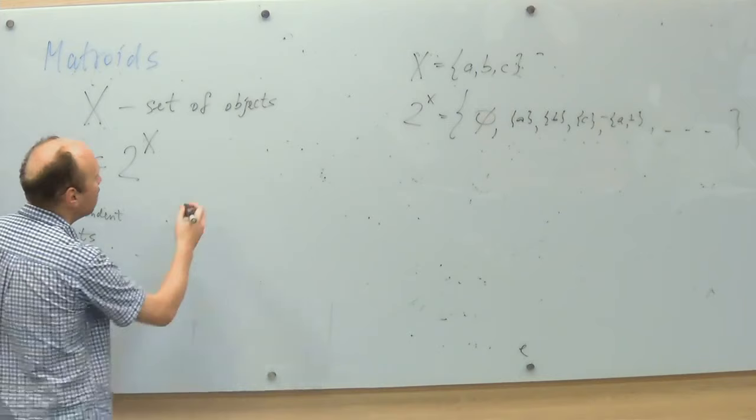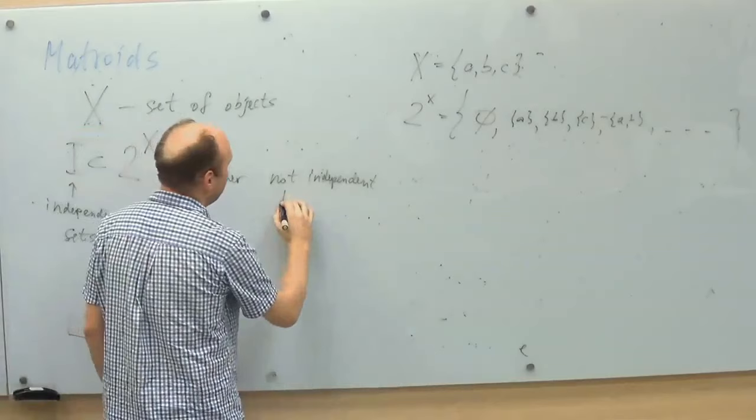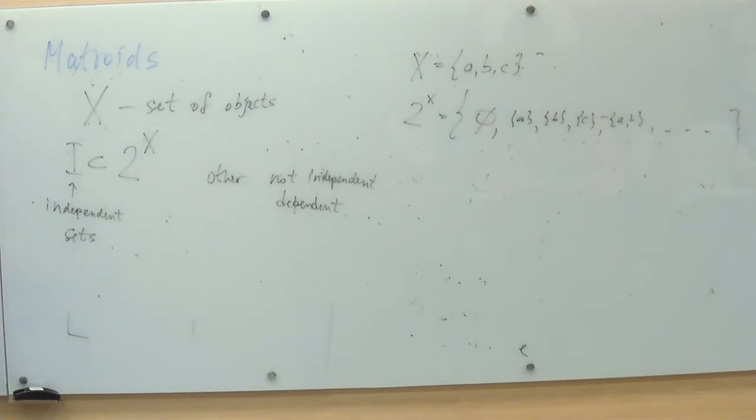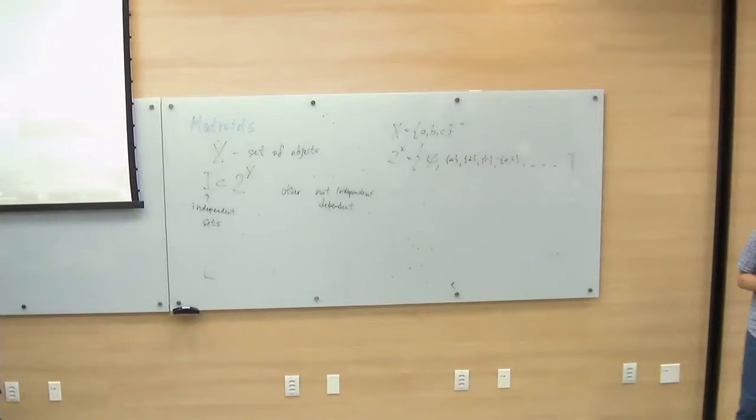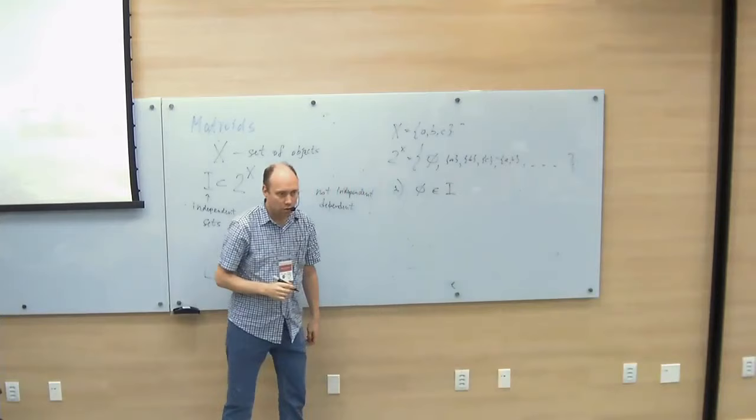Not independent, or, removing the double negation, dependent. And we must also have some properties for a set of objects and a set of independent sets to be a matroid. These are called axioms, and there are three of them. The first one is that the empty set is independent. So the empty set must be independent.